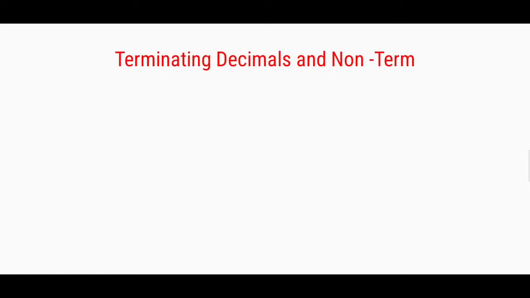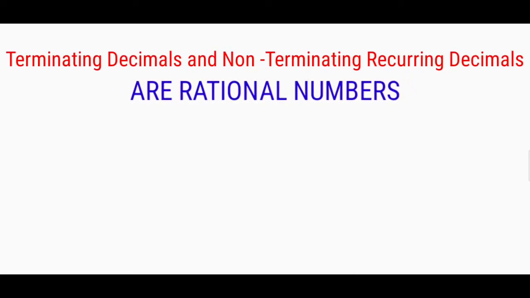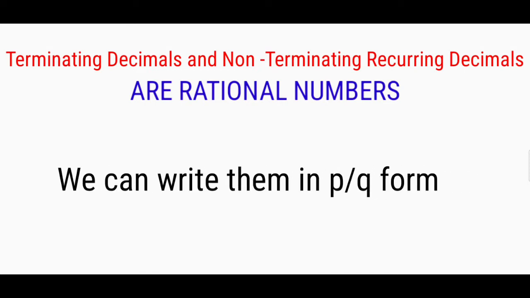And always remember that these terminating decimals and non-terminating recurring decimals are rational numbers. And in the next topic, on rational numbers, we'll prove how these terminating decimals and non-terminating recurring decimals are rational numbers, means that we can write them in P upon Q form.